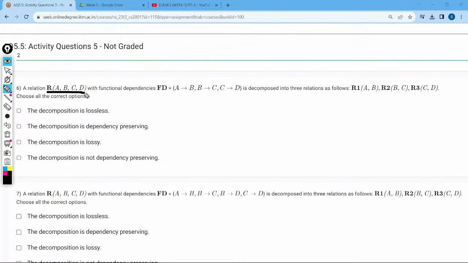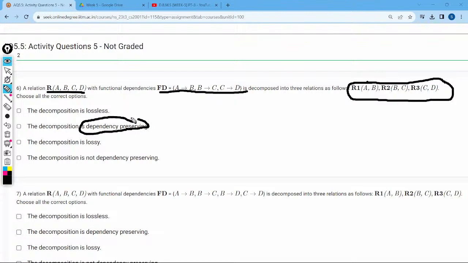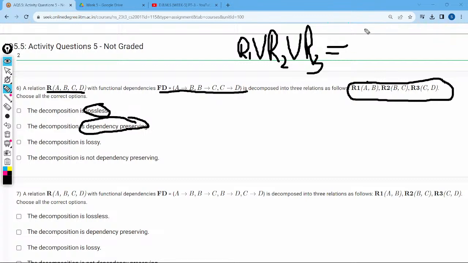In the relation R, we have functional dependencies. These are divided into the following sub-relations, R1, R2, and R3. The decomposition is lossless. Okay, so what we need to find is whether it is lossless and dependency preserving. So basically the keywords are dependency preserving and lossless. For lossless, what we can check is R1 union R2 union R3. Do they equal R?